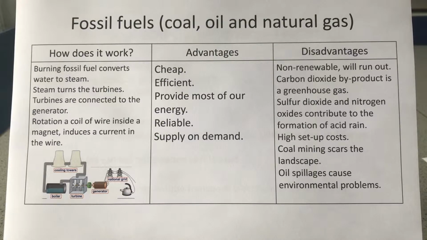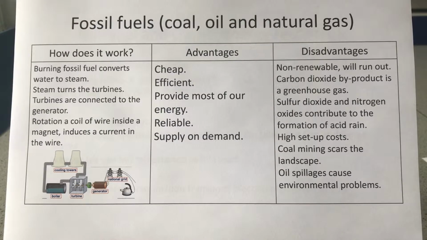Disadvantages, it's non-renewable, so it will run out. These resources will run out. It produces carbon dioxide as a byproduct, which is a greenhouse gas. So it's trapping the heat, leading to global warming. There are impurities in the fossil fuels in the form of sulfur and nitrogen compounds. When these burn, they create sulfur dioxide and nitrogen oxides, which contribute to the formation of acid rain.